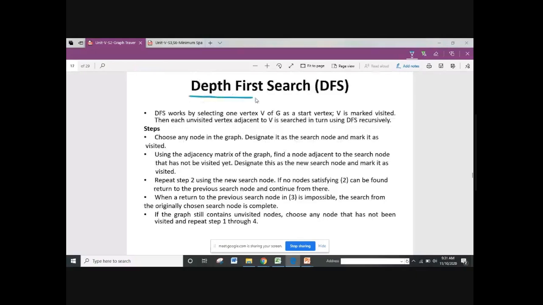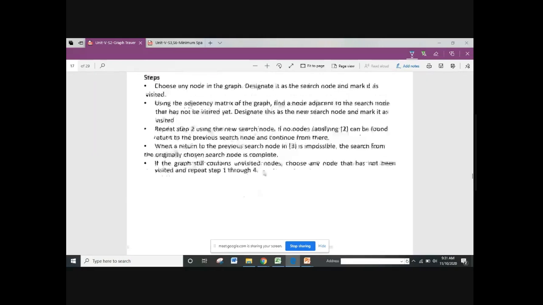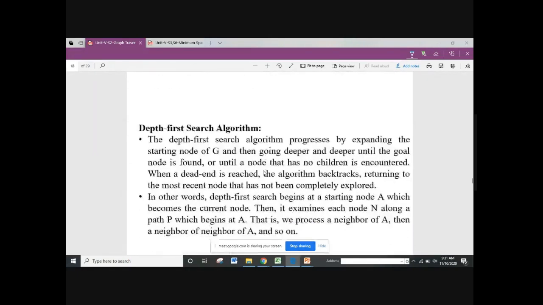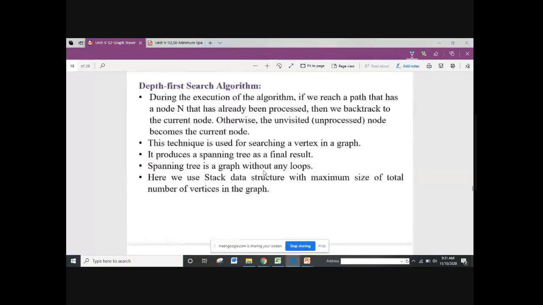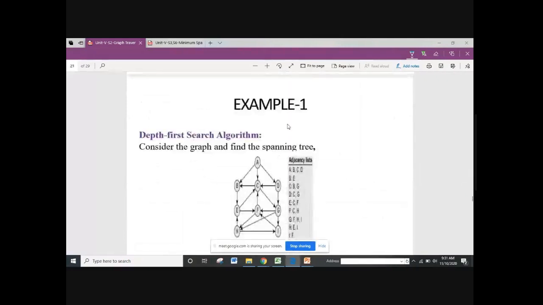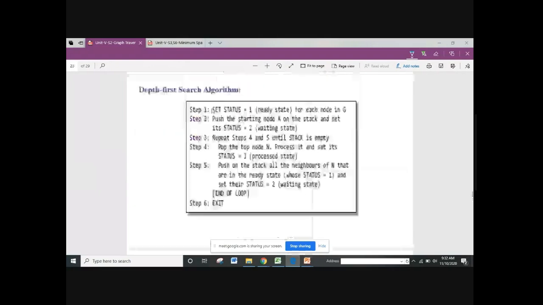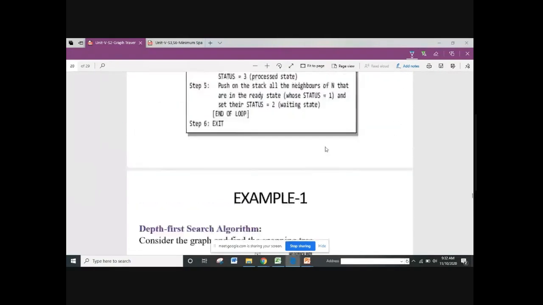Now I'll go with the DFS, depth first search. Till now we saw BFS. Depth first search, from the name itself, goes to the depth, to the last level, to the bottom level. First, I'll tell you the explanation with the example, and then you will understand the previous paragraphs also, what is being written.